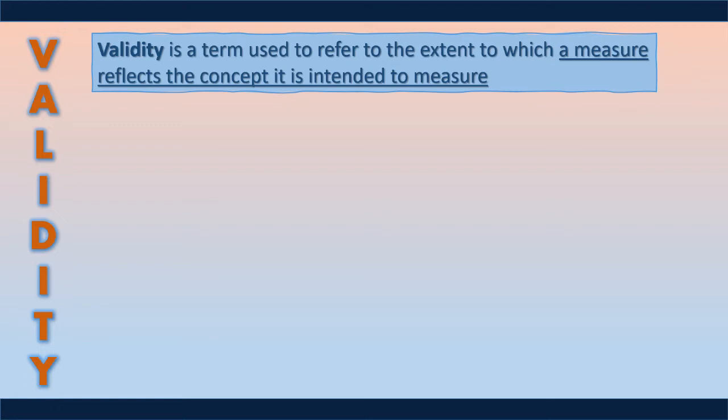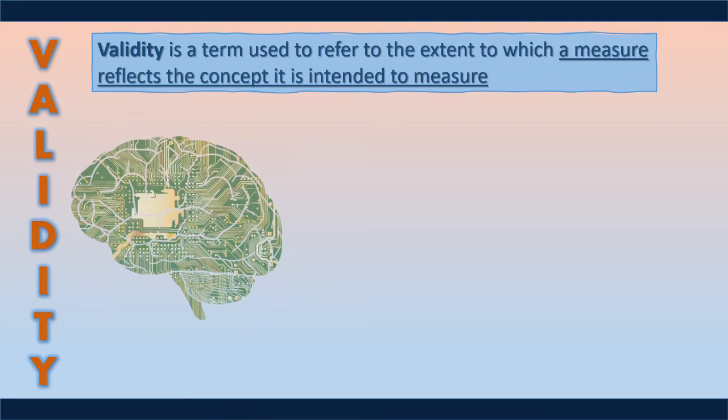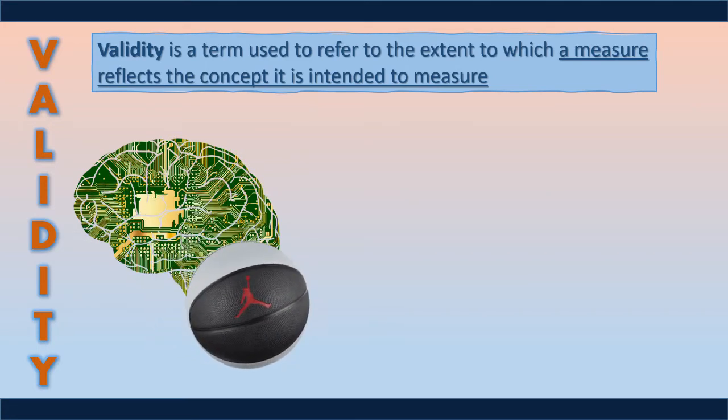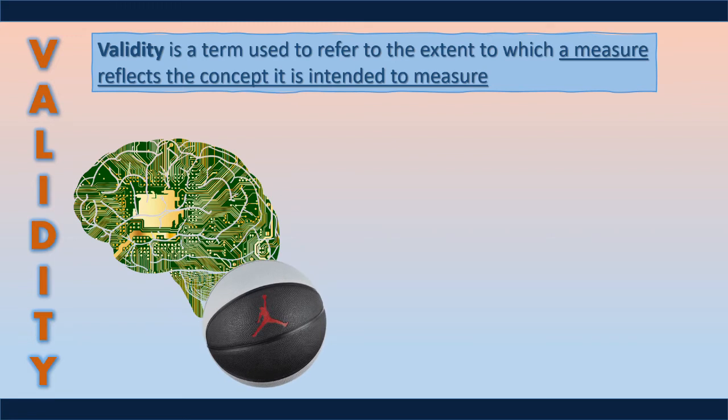For example, if I'm creating a newer version of the IQ or intelligence quotient test, but I only include items assessing one's basketball skills, then this measure would be evaluated poorly on the basis of validity because this new measure is not measuring what I'm saying it's measuring.